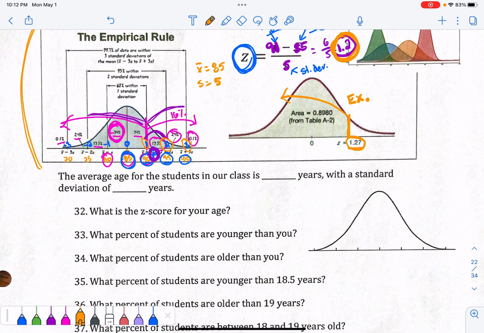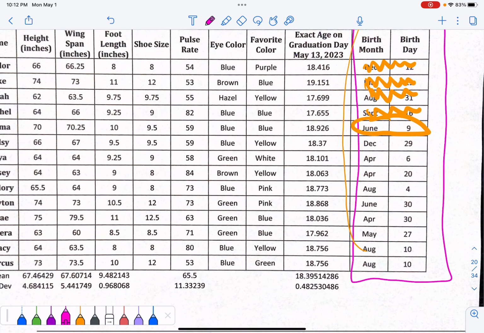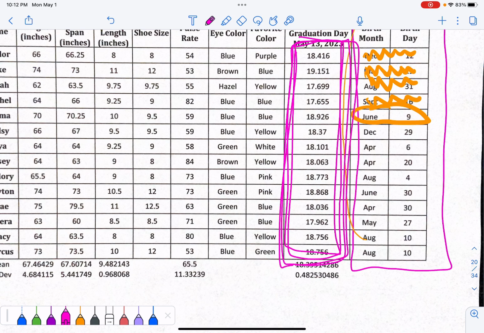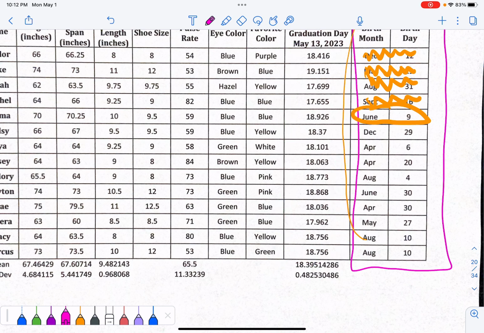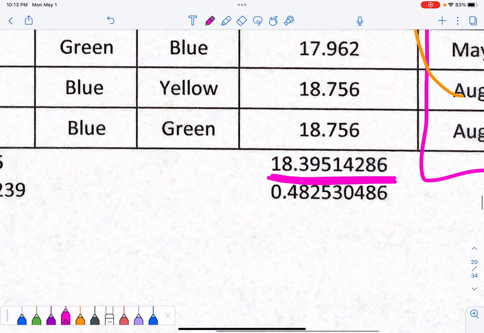All right, for your information down below, you are using average age for students in our class, okay? That is going to go with, let me go up here, average age, going to go with exact age on graduation day. That's what you're looking for. Okay, so this is the column that you're going to use. Okay, now we've already calculated average, right? The average age, I will go ahead and let you use 1 decimal place if you want to. Sure. We'll do 1 decimal place.